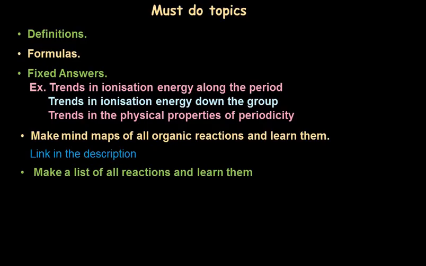Also, make a list of all the reactions and learn them. For example, the reactions of periodicity. This chapter has a list of reactions. So, all the reactions of periodicity, group 2 and group 17, or you can call it group 7 also. These 3 chapters have a list of reactions.